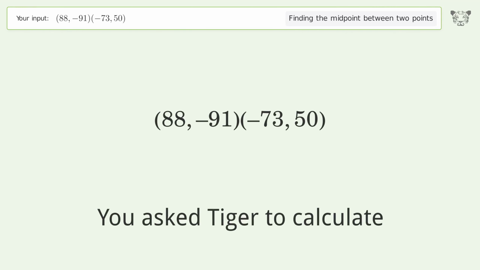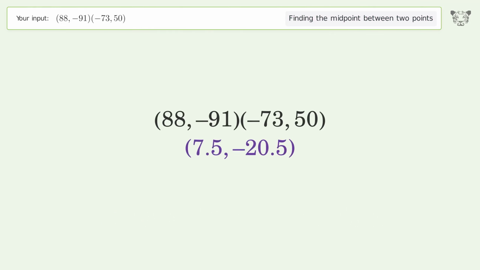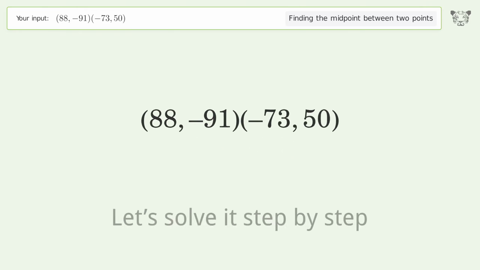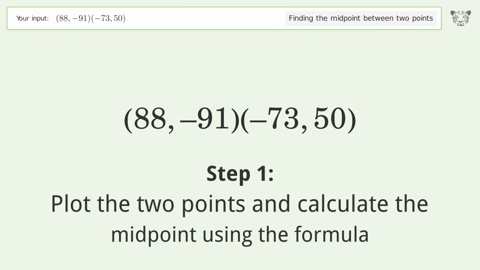You ask Tiger to calculate. This deals with finding the midpoint between 2 points. The midpoint between the 2 points is 7.5, negative 20.5. Let's solve it step by step. Plot the 2 points and calculate the midpoint using the formula.